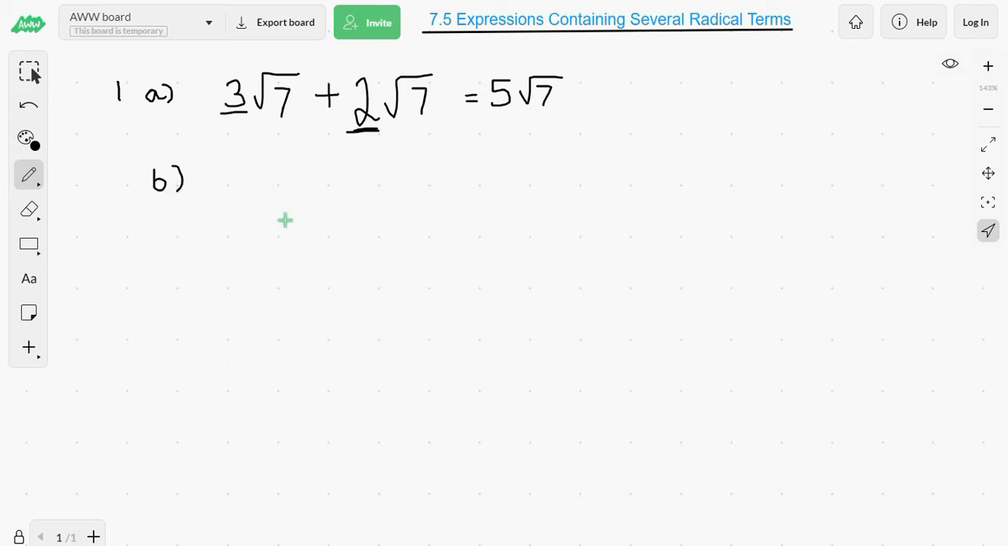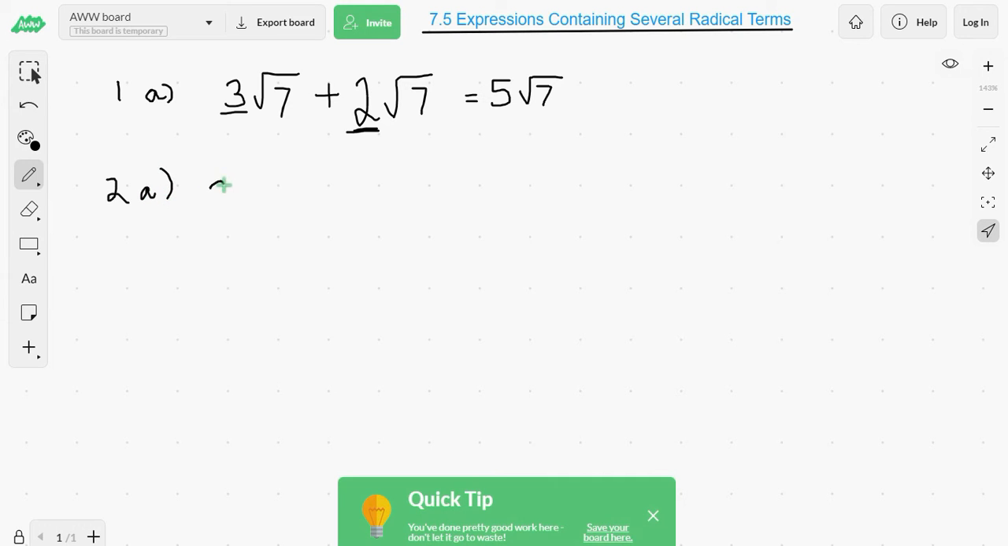Let's consider another expression. Sorry, actually I want to take a look at a different kind of example. Let's suppose that we have something like 3 times the square root of 8 minus 5 times the square root of 2.